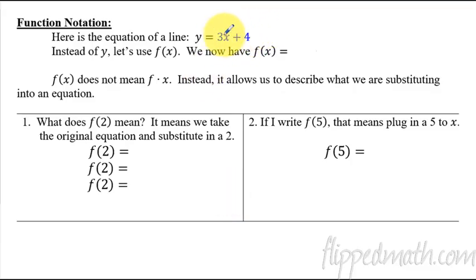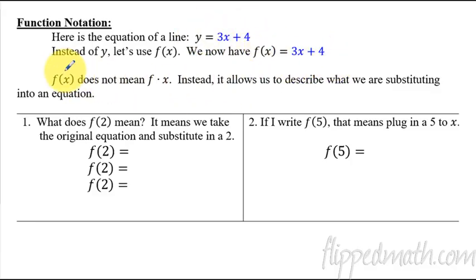So here we have 3x plus 4. If we have an equation of this line, y equals 3x plus 4, writing it in function notation would be just replacing the y with f of x. That simple. So then it becomes f of x equals 3x plus 4. That's all it is. We take the y and replace it with f of x.